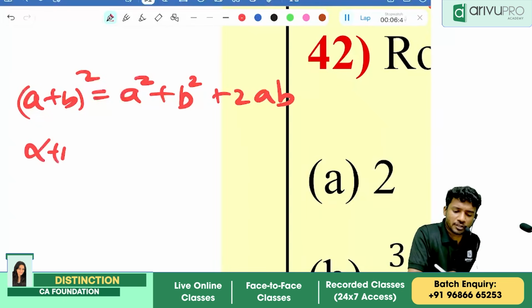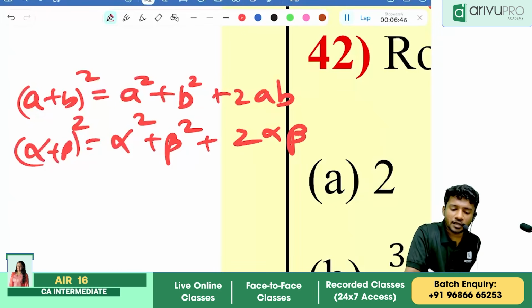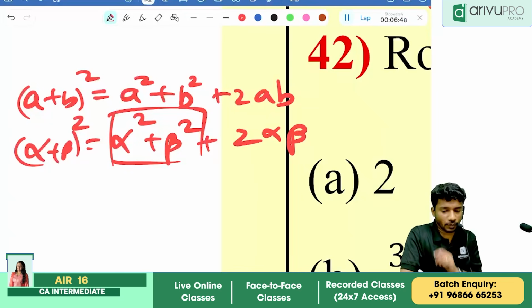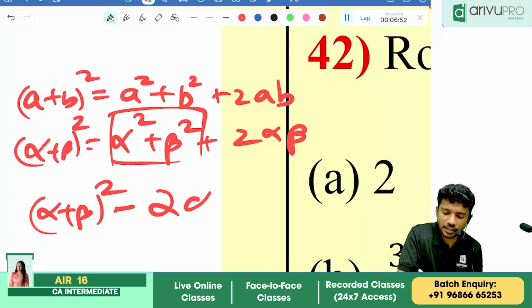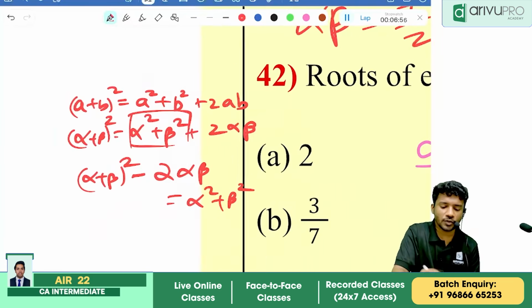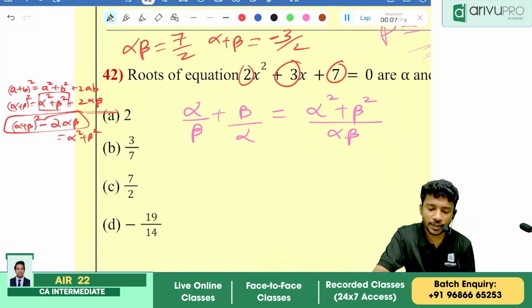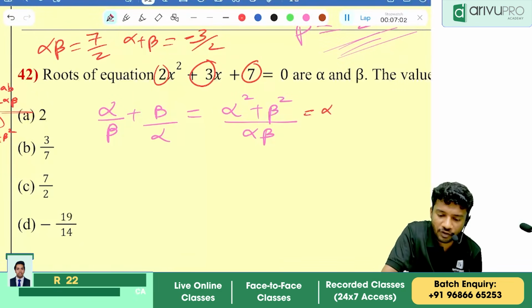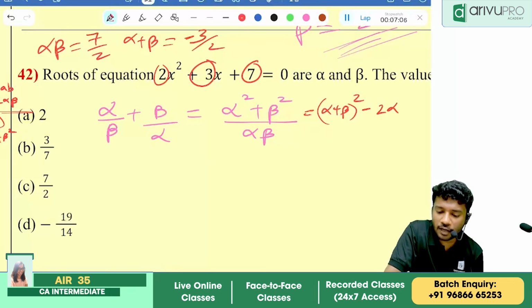So alpha plus beta the whole square will be what? Alpha square plus beta square plus 2 alpha beta. So alpha square plus beta square will be what? Alpha plus beta the whole square minus 2 alpha beta is equal to alpha square plus beta square. Substitute this over there. It will become what, people? Alpha plus beta the whole square minus 2 alpha beta divided by alpha beta.